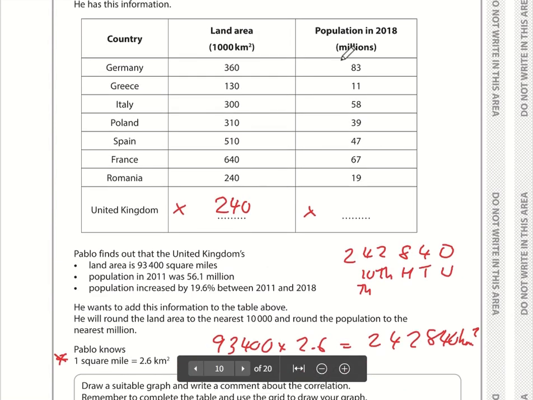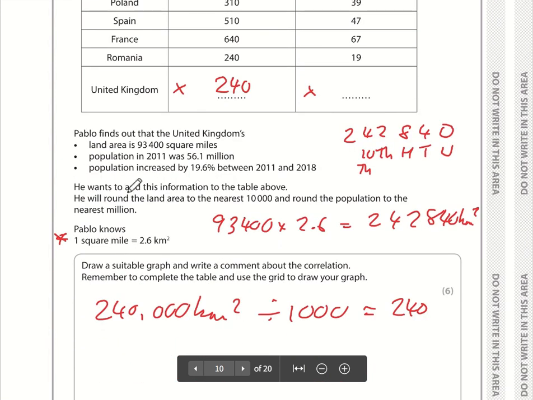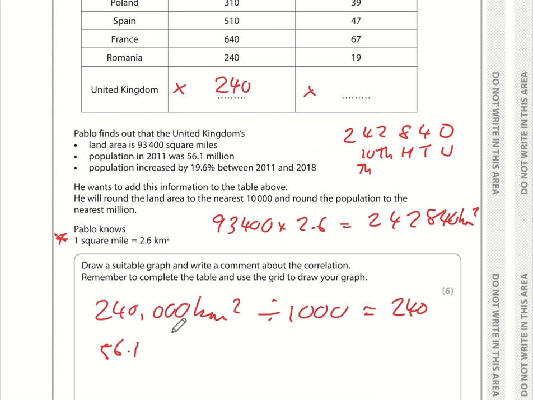Right, so now we just need to put in the population. We've been told that the population was 56.1 million and it has increased by 19.6%. So we need to multiply this number by 1.196. Where's this number coming from? If you're working out 19.6% of an amount, you would multiply by 0.196. This is the percentage multiplier to calculate 19.6% of an amount. It's basically this number divided by 100. Now, if we're increasing by 19.6%, all we need to do is add 1 to this number, and that gives us the 1.196.